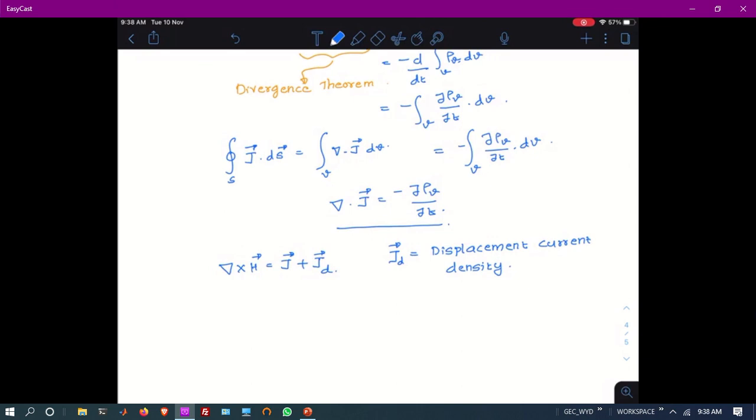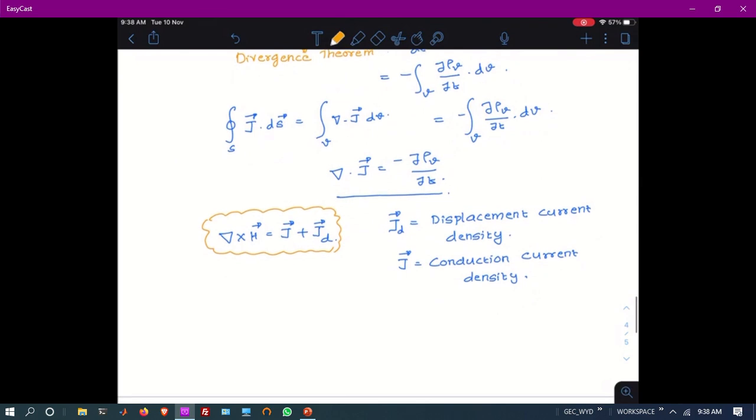And displacement current density is very negligible at very low frequencies, but once it goes into the microwave range of frequencies, the displacement current density is very critical. It is as equal to J, which is called the conduction current density.